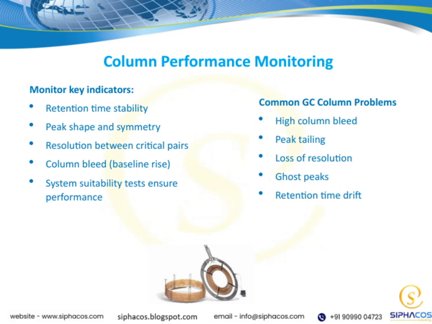You want to keep an eye on key indicators like retention time stability, which tells you if your system is consistent over time. Peak shape and symmetry are also important, as they reflect the column's health and performance. Resolution between critical pairs is crucial for separating closely related compounds effectively. Additionally, observing column bleed, which can show up as baseline rise, helps you catch issues early.